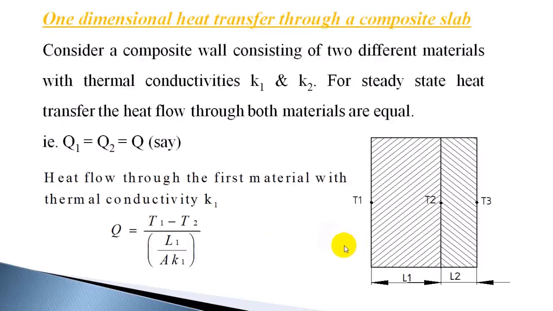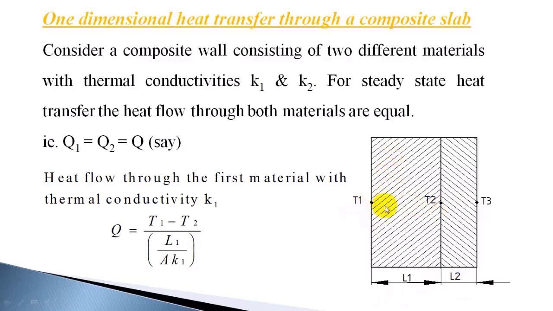Now we have considered the heat flow through a single material, steady state one-dimensional heat conduction through a single material. Now if two materials are involved, adjacent two slabs, they have different thermal conductivity, but again we are considering steady state one-dimensional heat conduction through this composite layer of materials. This is a composite wall consisting of two different materials having thickness L1 and L2. How do you find out the heat flow?